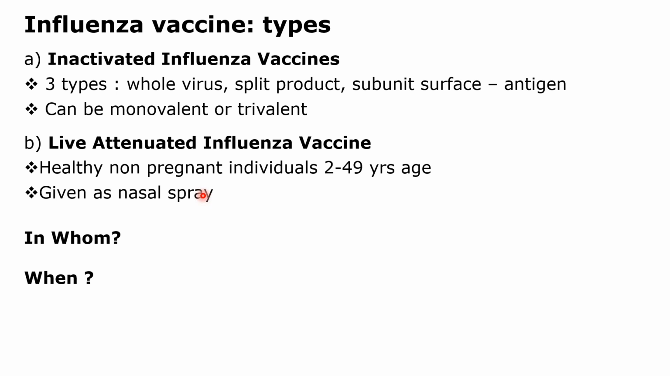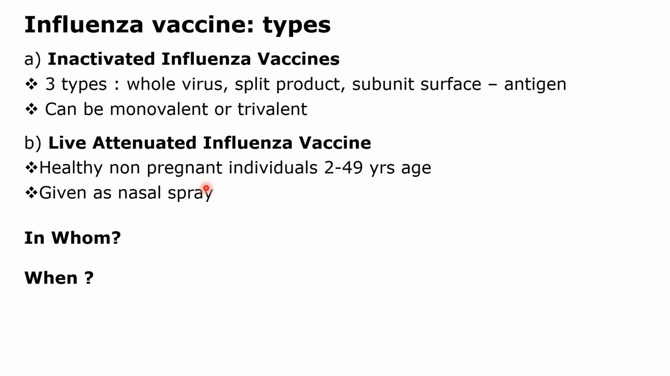Okay. So you have inactivated influenza vaccines, which are of three types: the whole virus, the split product, and the subunit surface antigen. It can be monovalent, trivalent or quadrivalent. And you have the live attenuated influenza vaccine, which can be given to healthy non-pregnant individuals 2 to 49 years of age, and it is given as a nasal spray.